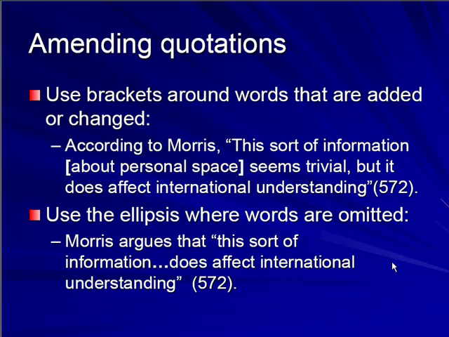Here are two situations. Normally, you should use a quotation as is, but sometimes you might say, let me add in one little word or change one word so that it fits in better with the rest of my paragraph. And every time you add something or change something in a quotation, you've got to enclose that part in square brackets. So you see, about personal space, that part has been added and therefore put in square brackets. But you should do this very, very minimally.